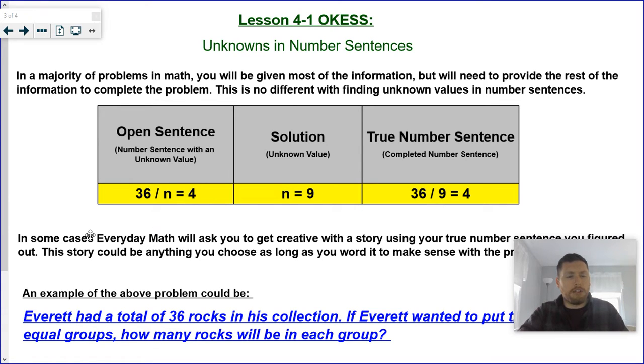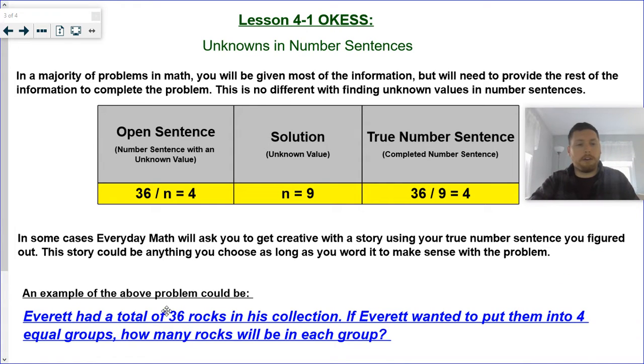All right, so let's look right here. In some cases, Everyday Math will ask you to get creative with a story using the true number sentence you figured out. This story could be anything you choose it to be about. However, it must fit with the problem itself. Let me show you an example of what I'm talking about.